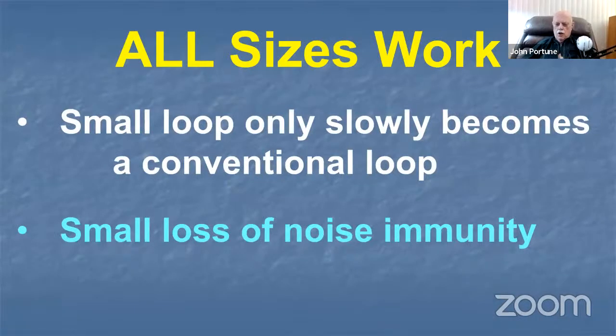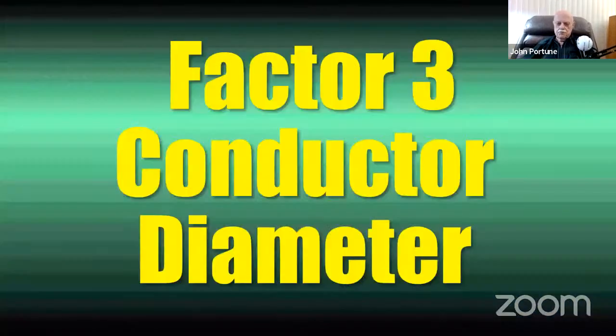Therefore, all loops work fine. Don't think that making a big loop is a big error. It's not. Because as a magnetic loop becomes bigger, it only becomes a conventional loop, and all sizes work. And as it gets bigger, it only loses a little bit of that noise immunity, which is largely a myth.